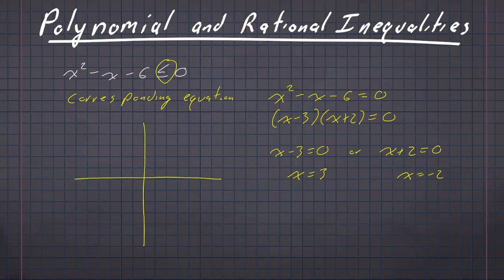But plotting the two intercepts and recognizing that because the lead coefficient is positive, +1 in this case, the parabola will open upward, I know that the graph is going to look something vaguely like that. And that's good enough for our purposes for this problem, because again, our goal is not to look at this equation. Our goal is to look at an inequality.